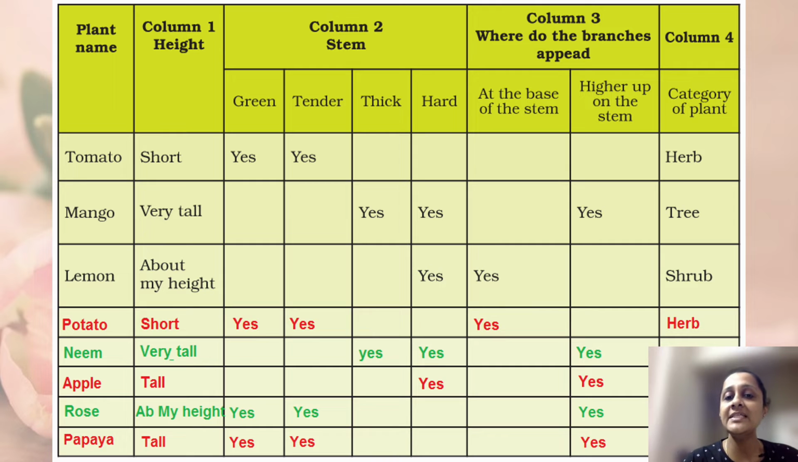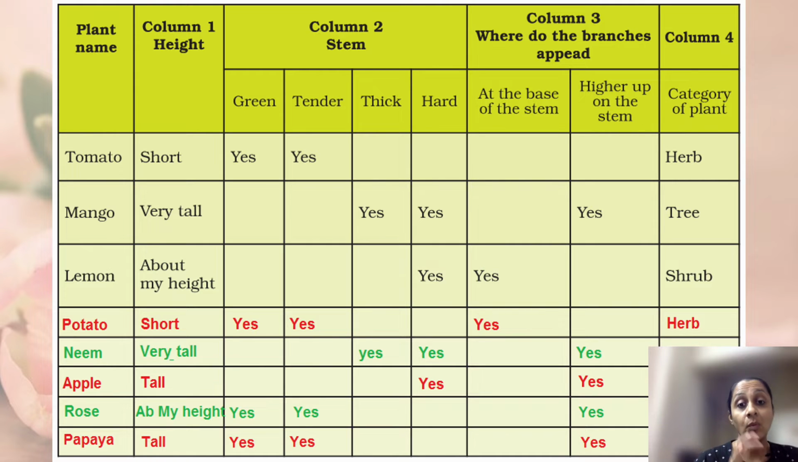Now this table is there in your textbook. It has the name of the plant. It has the height of the plant, whether it is short or tall. So in the previous videos, we have studied about shrubs and herbs. So all this is just the recap of it. We have kept the recap parts in this video for you to understand the other parts of the chapter.